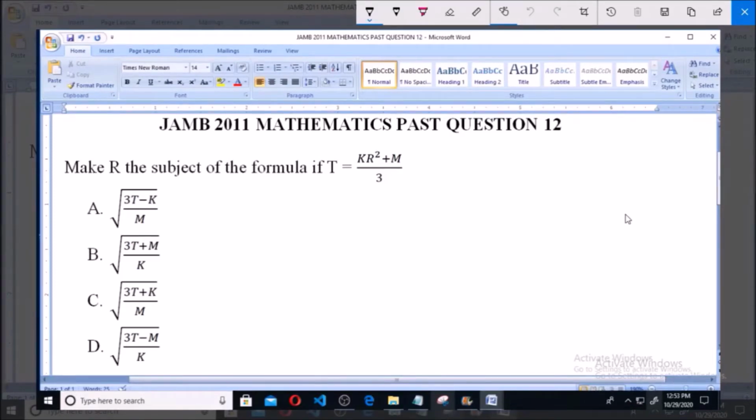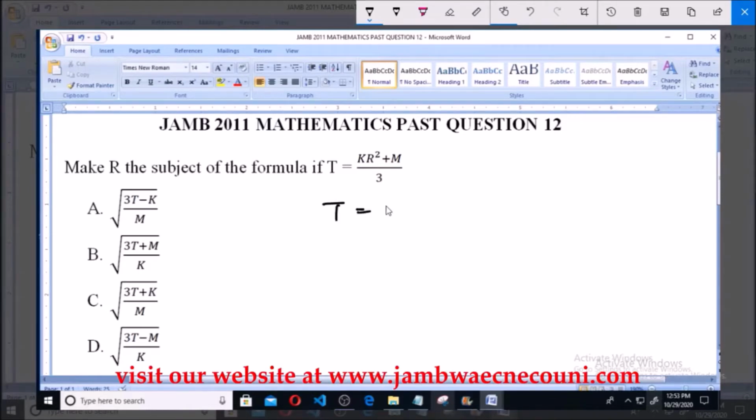I will be answering JAMB 2011 Mathematics Past Question 12. Make R the subject of the formula if T is equal to (KR squared plus M) all over 3. Now we have to make R the subject of the formula, that is, we have to make R to be in the position of T. Now looking at this, we have T is equal to (KR squared plus M) all over 3.